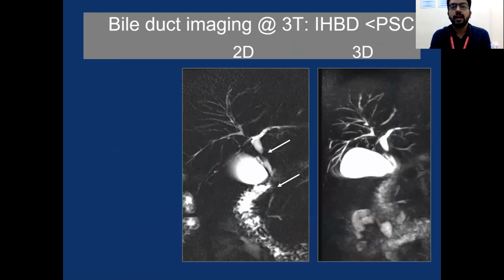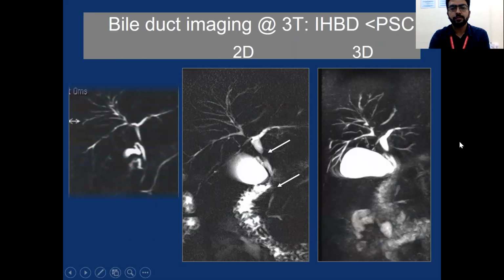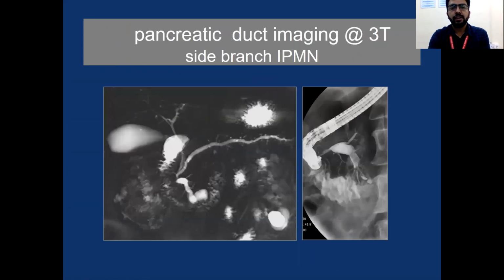Bile duct imaging is done at 3 Tesla, in which the IHBD is more visible than with the PSC. This is 2D reconstruction, and this is 3D reconstruction of the bile duct imaging. These are the images showing pancreatic duct imaging at 3 Tesla.